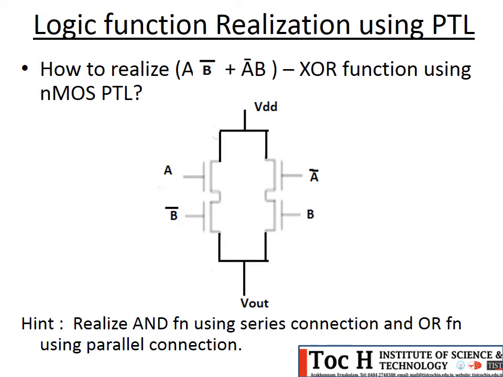So to realize an AND function, what do we need to do? We need to connect the two inputs in series. Here also, A complement B in two series connection, and these two terms need to be wired together using a parallel combination. And at the top we need to give VDD, and from the bottom we can take Vout. So this is the XOR realization using NMOS pass transistors.